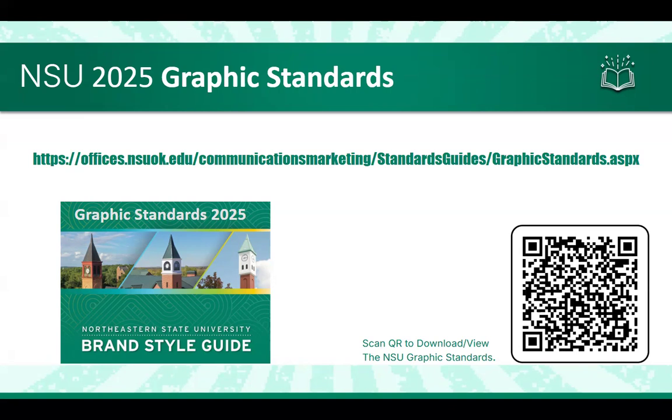In the brand style guide, you'll find 3 components of the university brand, and that's the color palette, the font families, and the logos. The 2025 Graphic Standard Brand Guide can be found with this URL, or you can scan the QR code.